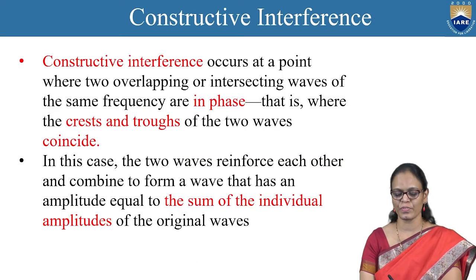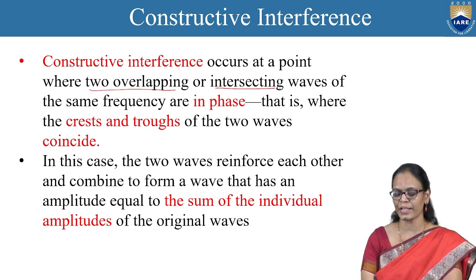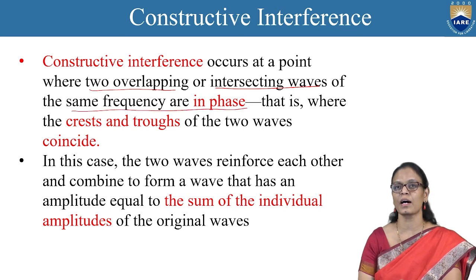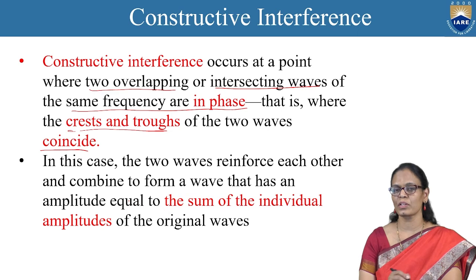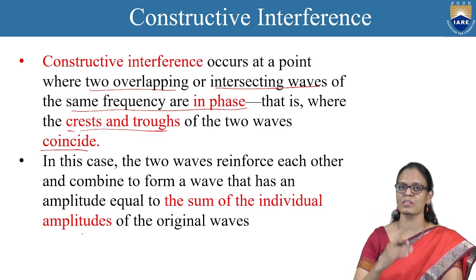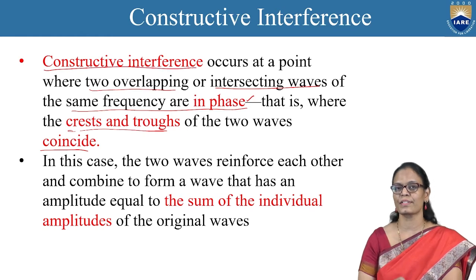Now coming to constructive interference, it occurs at a point where two overlapping or intersecting waves of the same frequency are in phase. In phase here means we have crests and troughs of the two waves coinciding with each other. In the previous example, we have seen when a crest falls on a crest and a trough falls on a trough, then we say that they are in phase. And so we call it constructive interference.